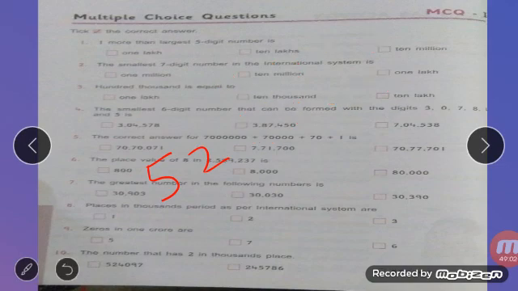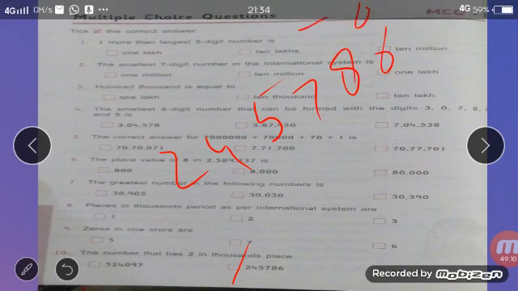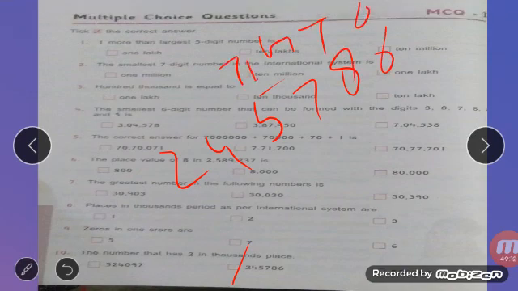Next, write this: 2, 4, 5, 7, 8, 6. Ones, tens, 100, 1000. Here also 2 is not in the thousands place. So this is also not correct. This third number, 562003. Ones, tens, 100, 1000. So here 2 is in the thousands place. So that is your correct answer.